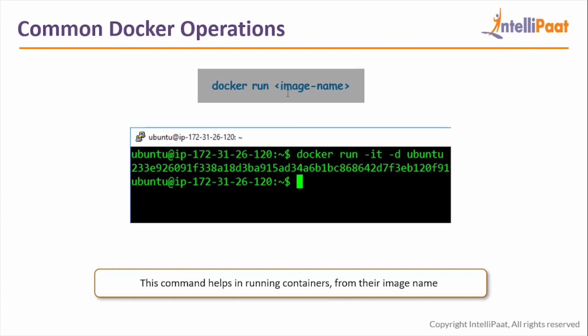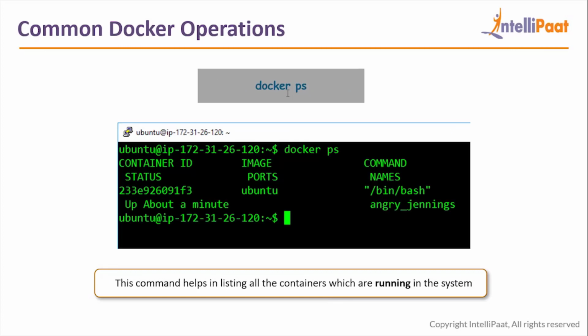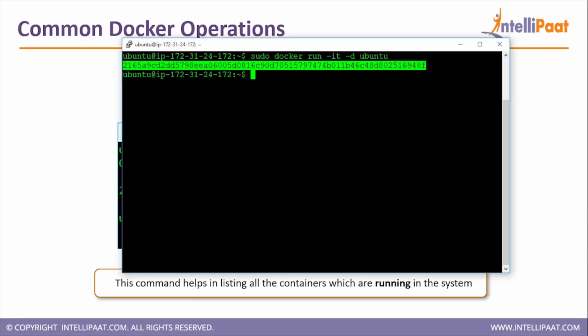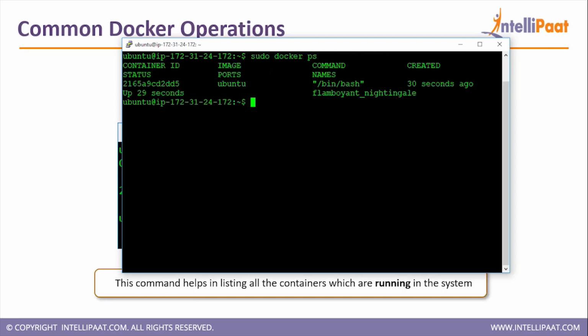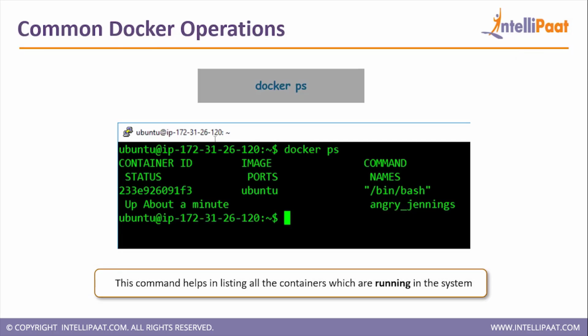To view all the running containers, all you have to do is pass the command docker ps, and that would list all the containers which are currently running on your system. So let us do that as well. Let me just clear the screen. Just pass in sudo docker ps, and this would show you the container which you have just started. As you can see, I started the Ubuntu container 29 seconds ago, and this is the container ID for that particular container. All right, so my container is running. So what's next?